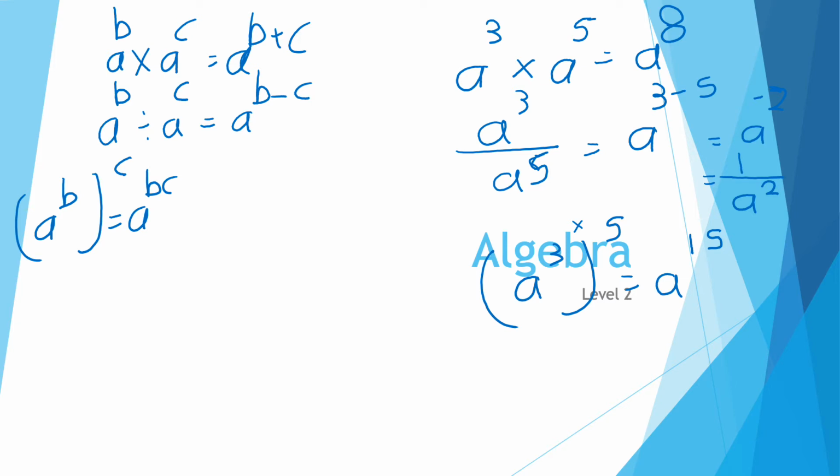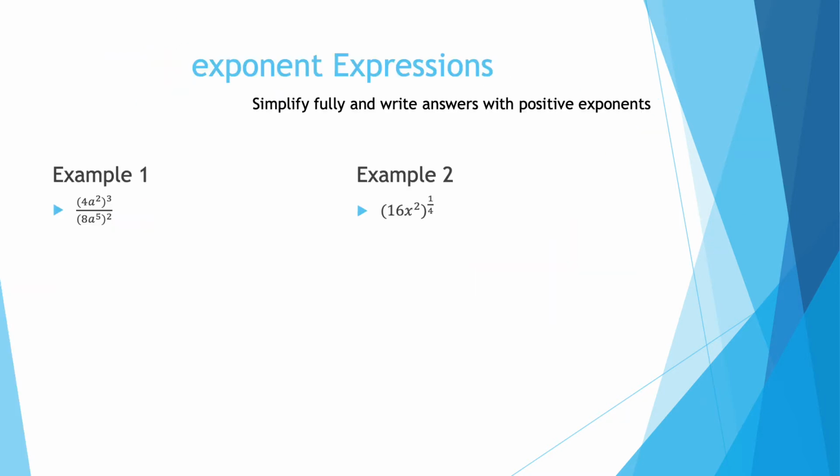Now we're going to do some questions so we can practice the exponent rules. So the first one here, we've got a numerator that has powers and brackets, and then the denominator. So we apply BEDMAS first. We will simplify the numerator first, then we simplify the denominator, then we simplify the whole fraction.